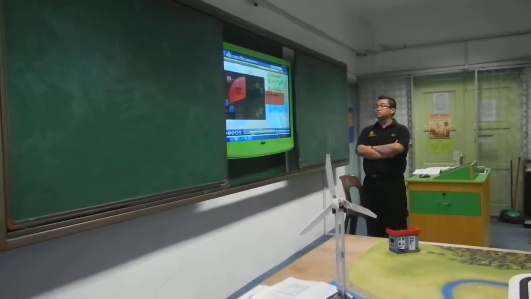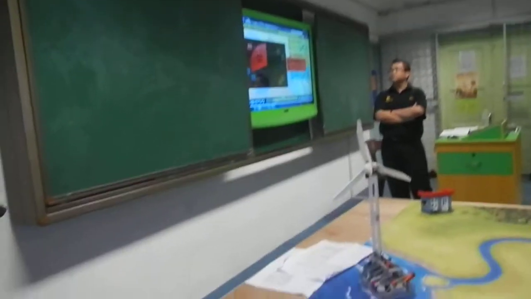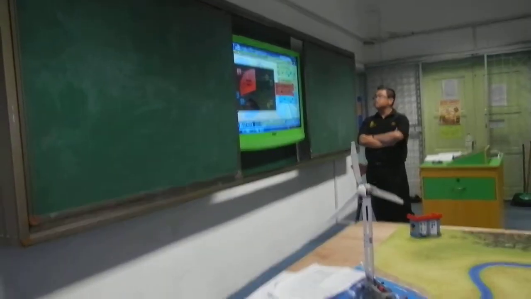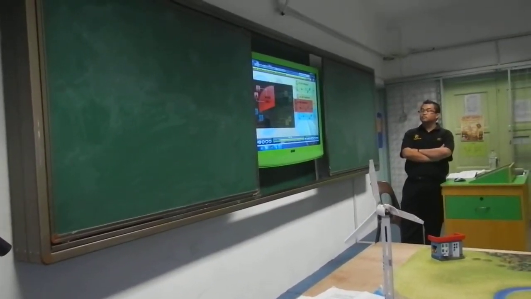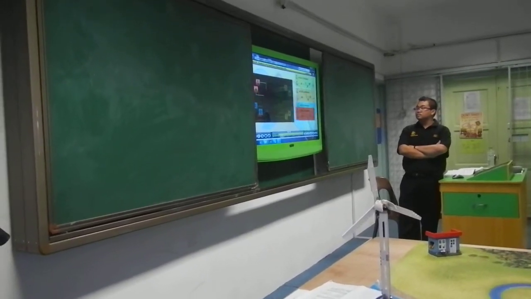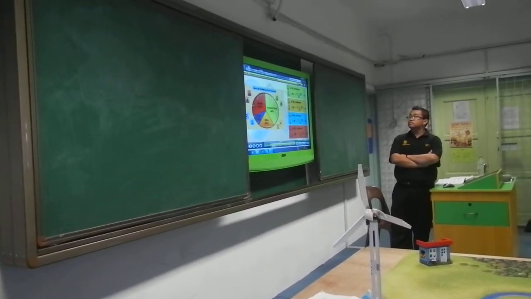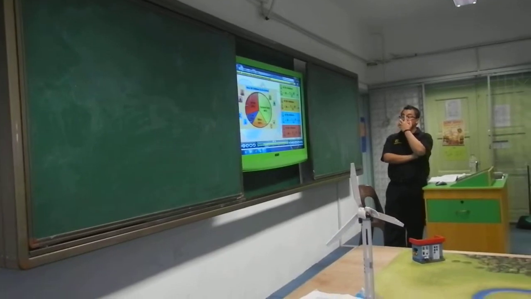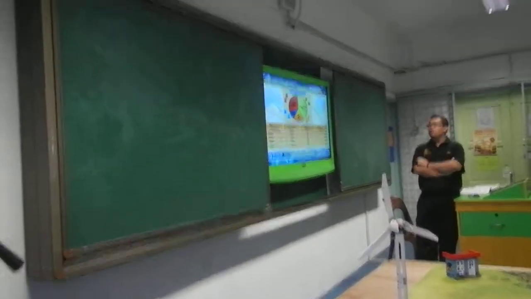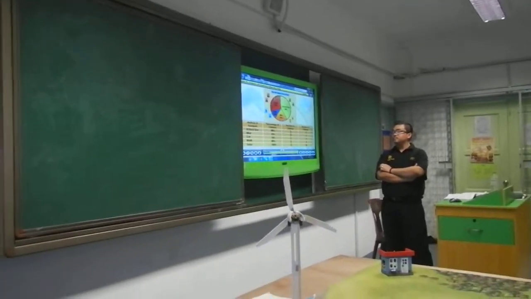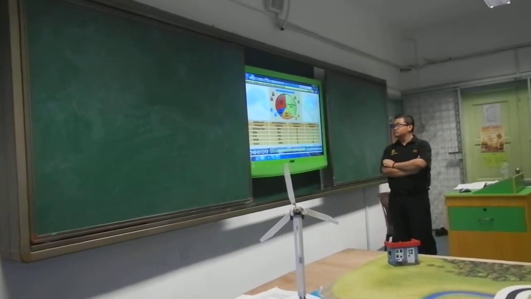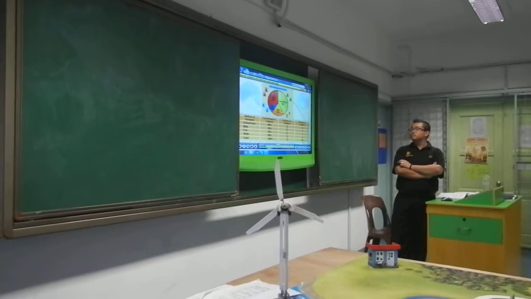3/10 of 20 equals 6. So, 6 children walk to school. Now, check if these numbers total up to 20. 8 plus 4 plus 2 plus 6 equals 20. Yes, the answer is correct.